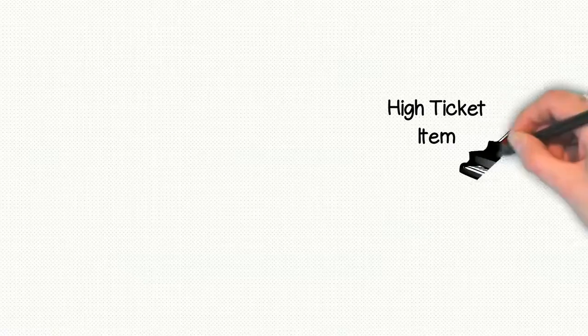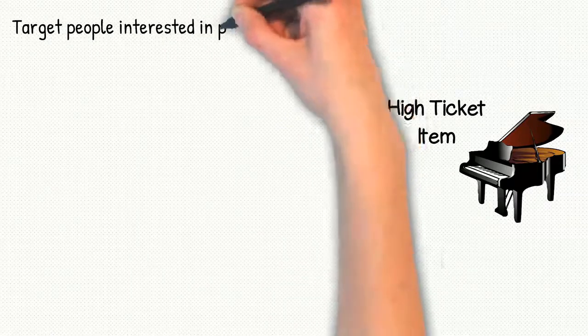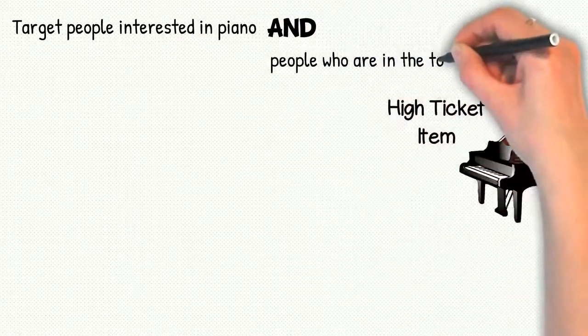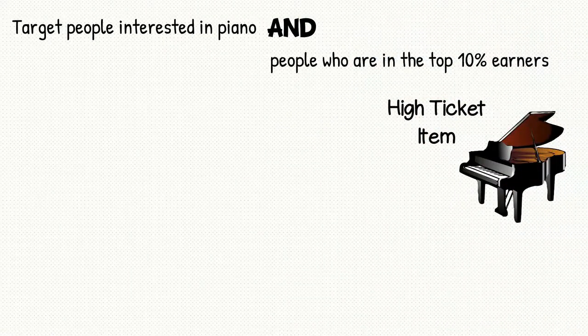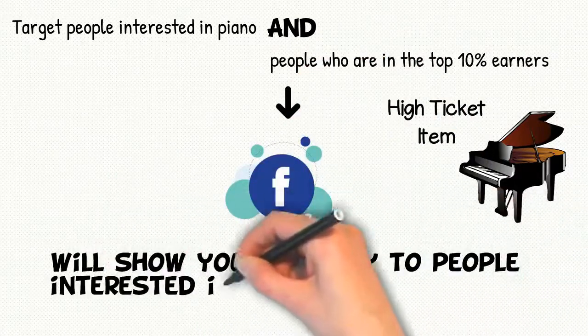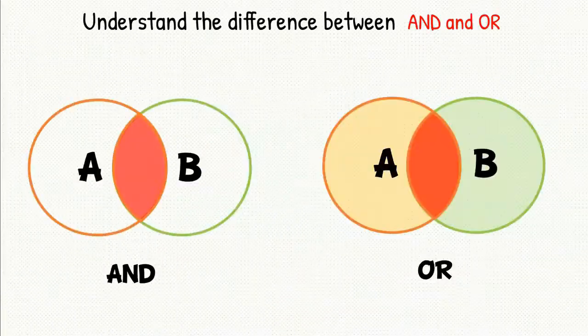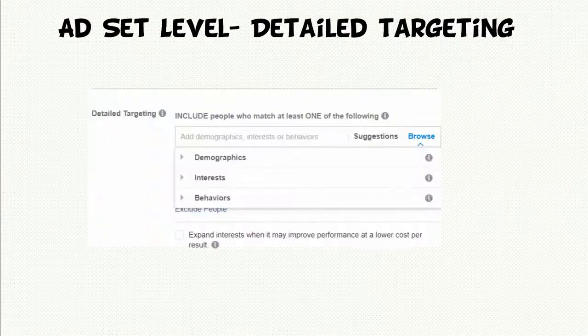Imagine you want to sell a high-ticket item to rich people. Let's say a high-end piano. Then you will target people interested in piano and people who are in the top 10% earners. In this case, Facebook will show your ad only to people interested in piano and have enough money to buy it. Now that you have understood the difference between "and" and "or", let's go to Facebook and explore what we find in the detailed targeting section.